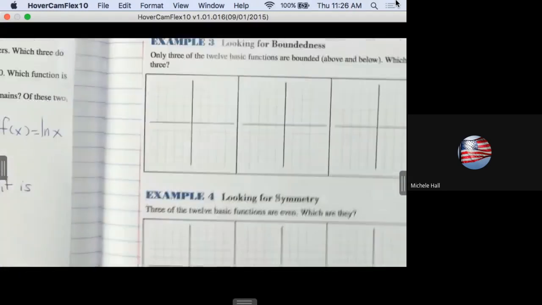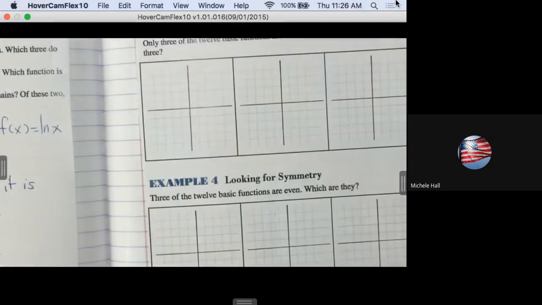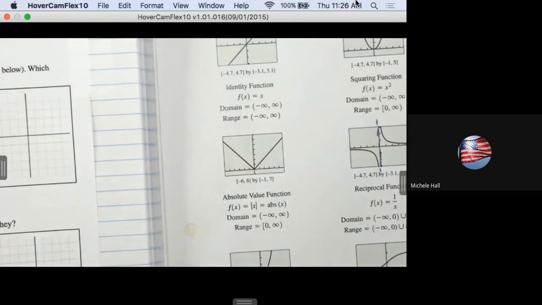All right, example 3. We're looking for 3 functions that are bounded above and below. So bounded means above and below. Which 3 functions would be bounded above and below?